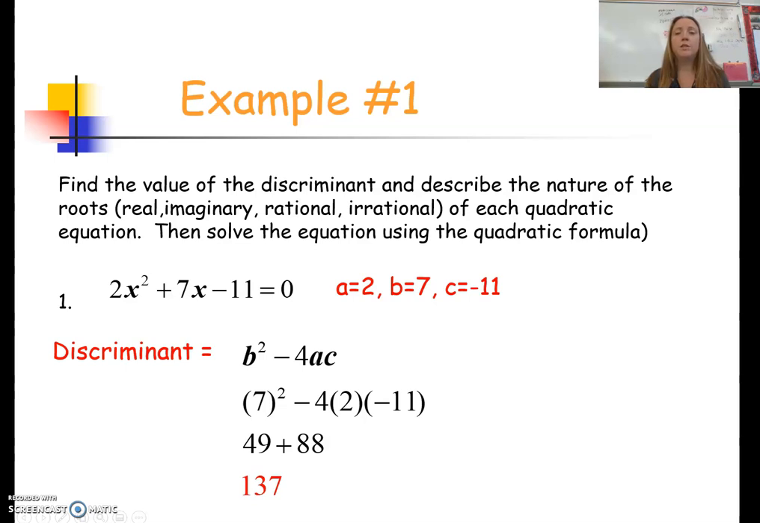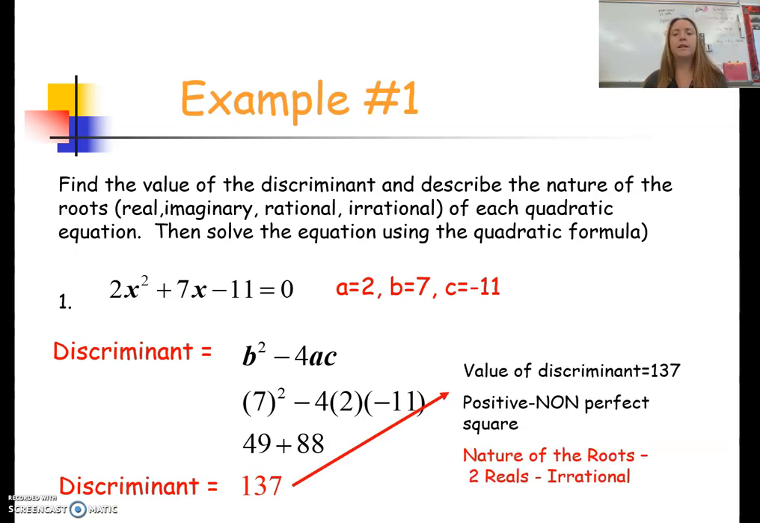So when I ask you what the discriminant is, you'll tell me the number without the radical, 137. When we go through our list, is it a negative number? No. Is it 0? No. Is it positive? Yes. Then you ask yourself, is it a positive perfect square or a non-perfect square? If it's not a perfect square like this, then it's going to be two real irrational roots.